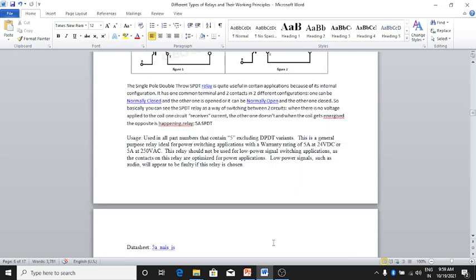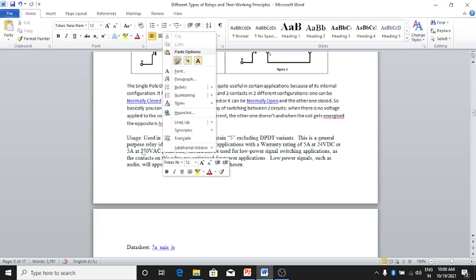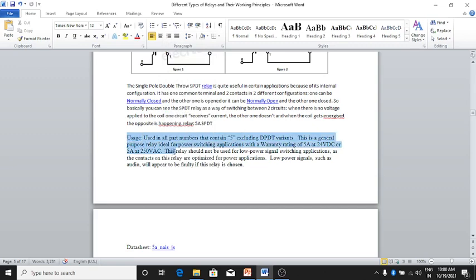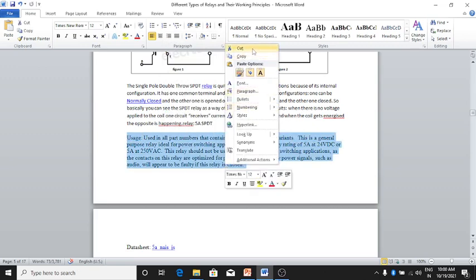What is the working principle? Used in all part numbers that contain 5, including SPDT variation. This is a general purpose relay ideal for power switching applications. Sorry, this part is not for SPDT, it is from DPDT, which we'll study after this session. I will remove it from here and place it in the right place.